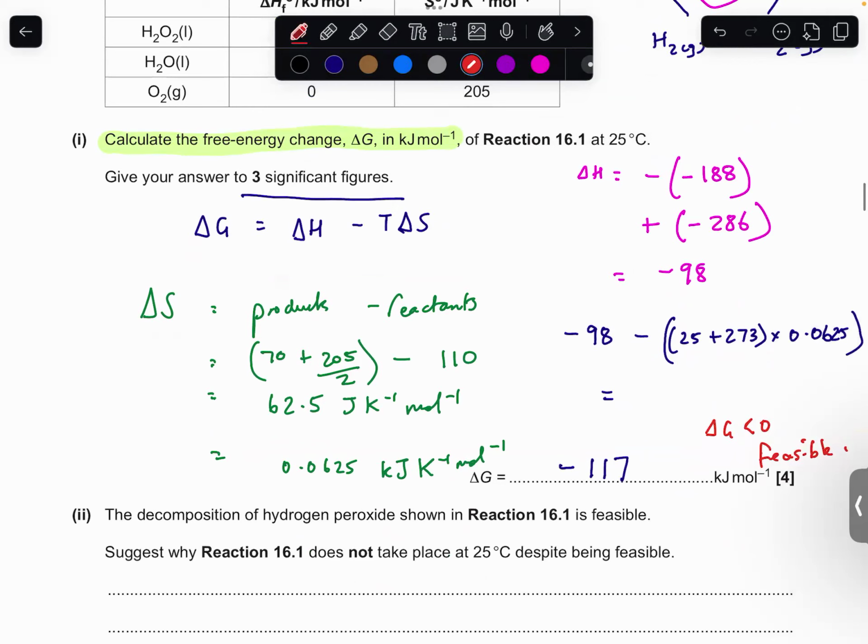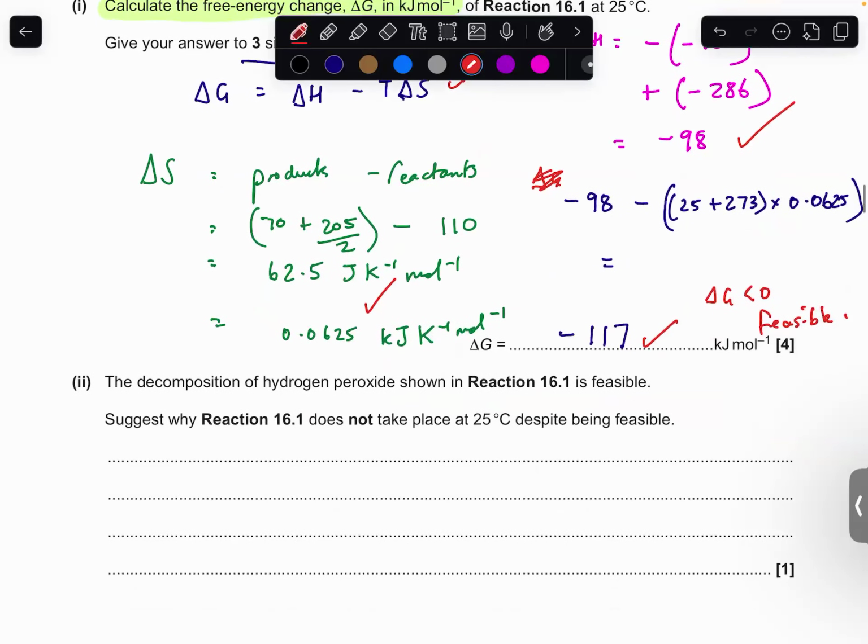Where are the 4 marks from? 1 mark is from 98. 1 mark is for the entropy change, one of these two. 1 mark is using the formula delta G, or this one over here. Yep, and the last mark is from here, the answer.